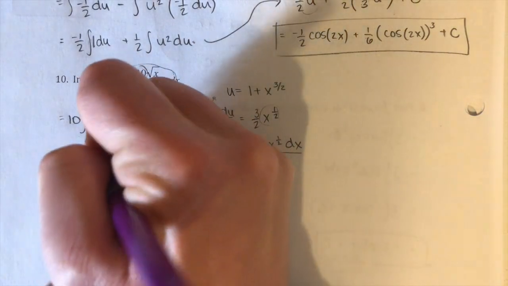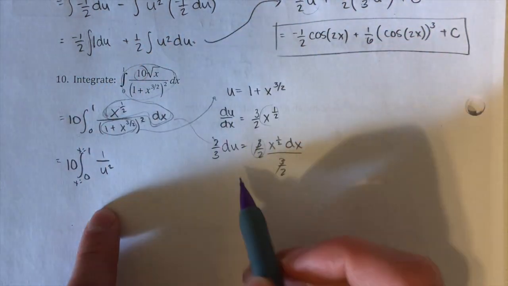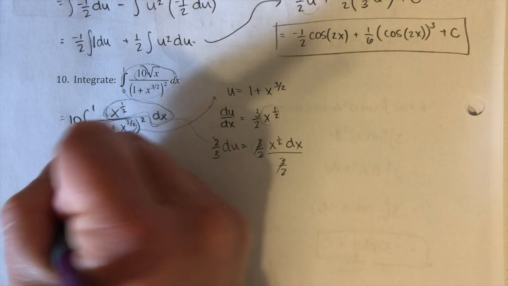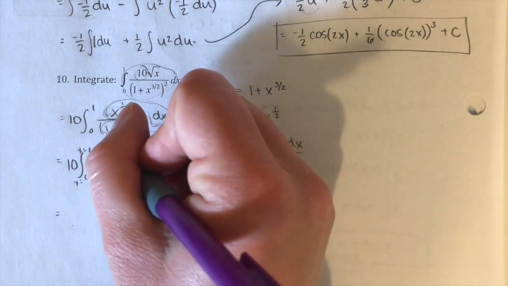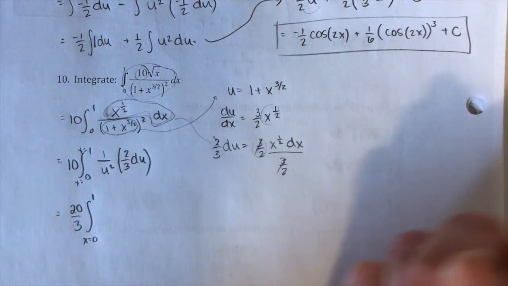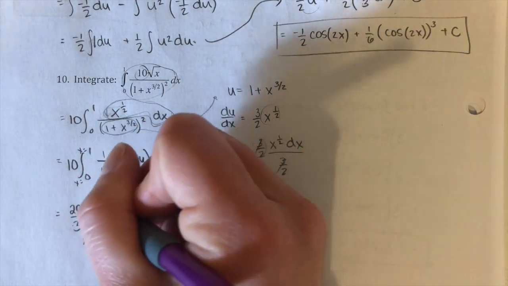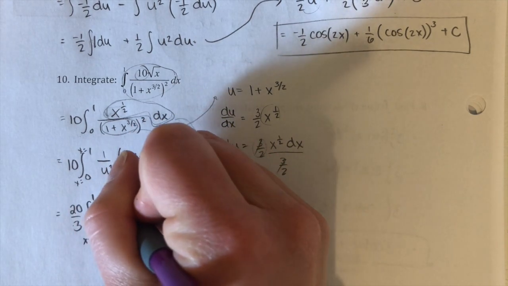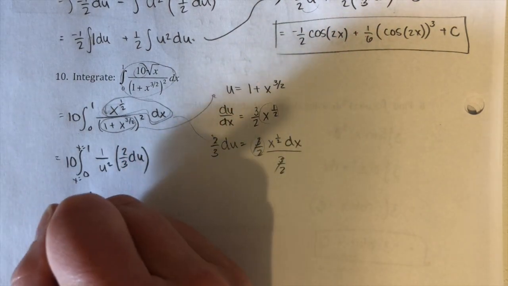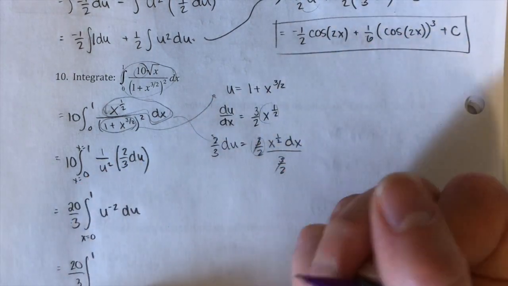So this is going to be 1 over u squared, and that's this part, times this whole thing gets replaced with 2/3 du. Okay, so that 2/3 can come out, so then we've got 20 divided by 3, x equals 0 to 1. Don't even have to write it on both. And then we've got u to the -2 du. So now this is easy enough to integrate. So I've got 20 over 3 from x equals 0 to 1.